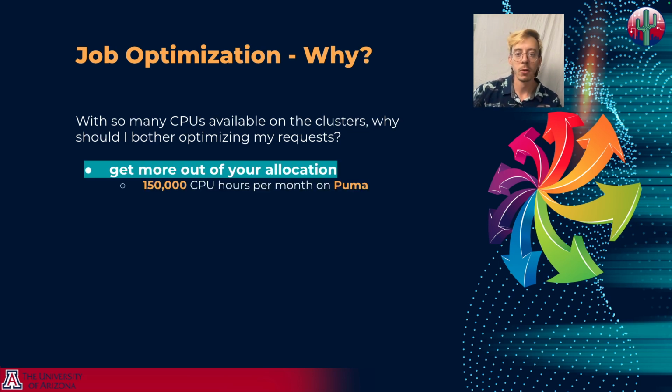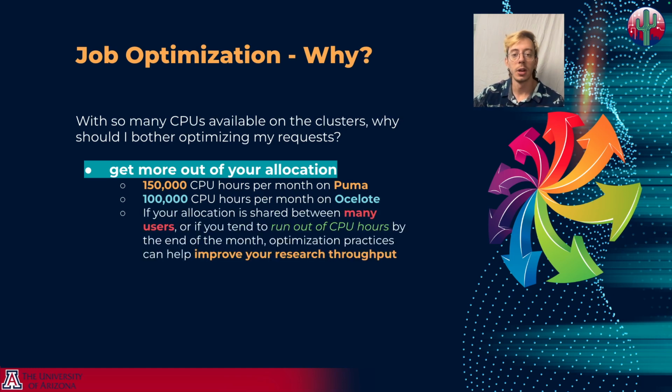So in order to get more out of your allocation, we need to know, first of all, how much of an allocation you have. So each PI group, this is not per user, but per group, gets 150,000 CPU hours per month on Puma. We get 100,000 CPU hours per month on Ocelote, and a handful on Elgato, but these are really the workhorses here.